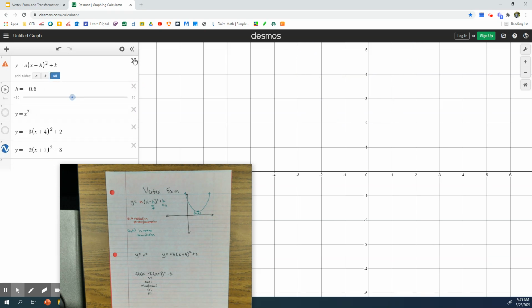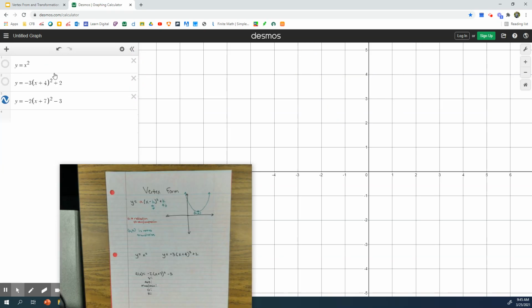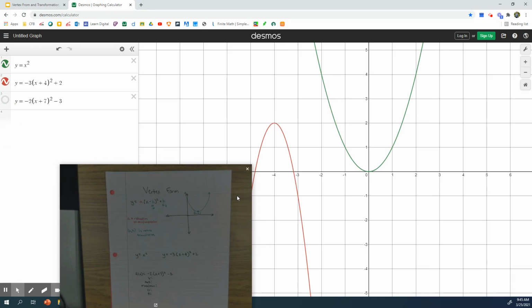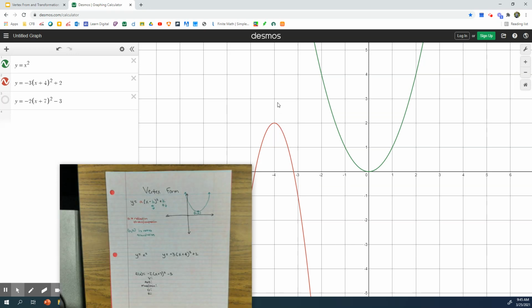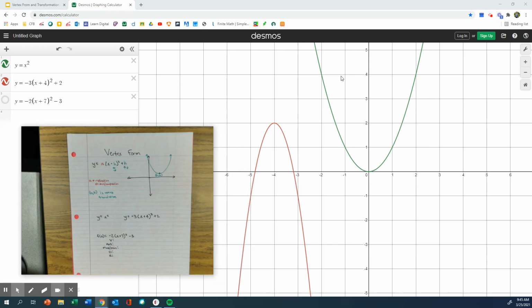All right, so if we're looking at this question here, x squared compared to negative 3 times (x plus 4) squared plus 2. Okay, our green one here is x squared, which is what we've been working with so far. The negative 3, as we can see, flips it over the x-axis. The 4 moves it to the left 4 units. The 2 moves it up 2 units, and then the 3 also compresses the graph by a measure of 3.